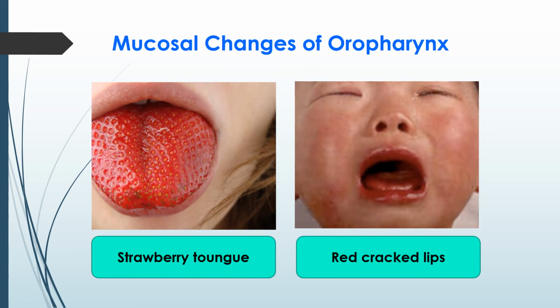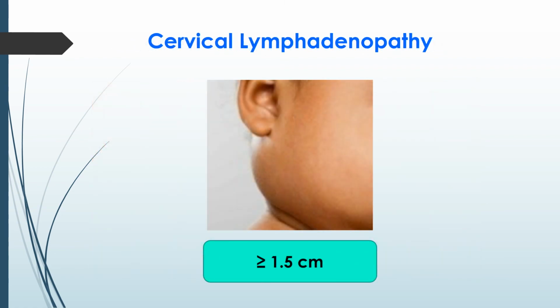This slide shows mucosal changes of oropharynx in Kawasaki disease, which include strawberry tongue, and red, cracked lips. Other feature is red throat. The cervical lymphadenopathy is usually unilateral and should be at least 1.5 centimeters in diameter.